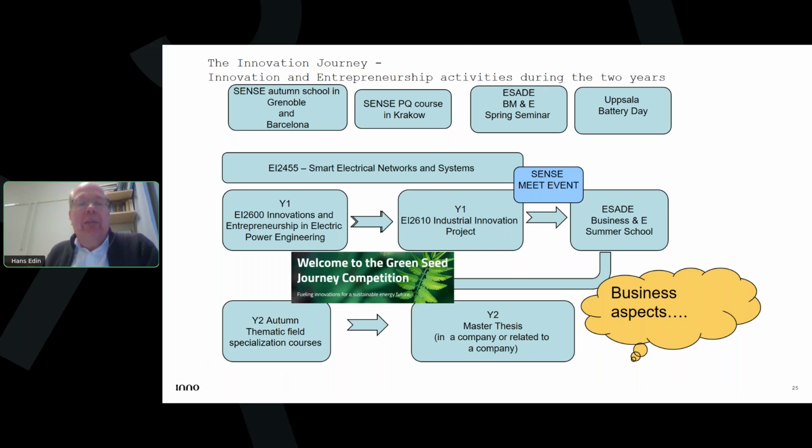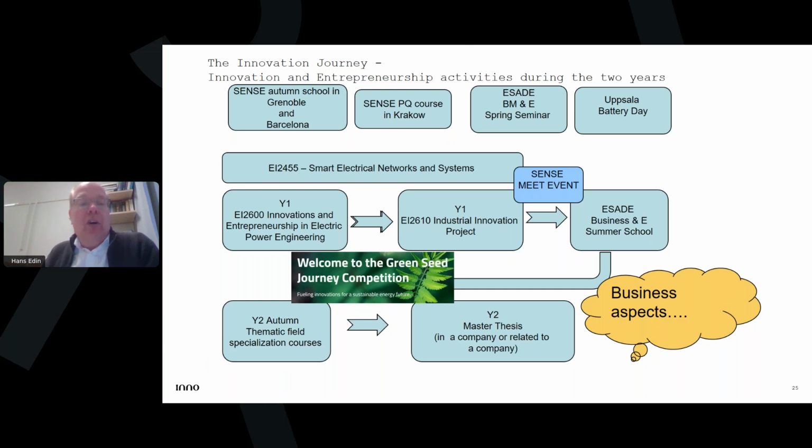In the spring semester, we have a power quality module in Krakow, partly online first and then in Krakow. And then we have the ESADE Business Management, Entrepreneurship and Business Creation module, which starts already with spring seminars in the spring. Then we have a full summer school in Barcelona during the summer. We also have the Uppsala Battery Day during the spring.